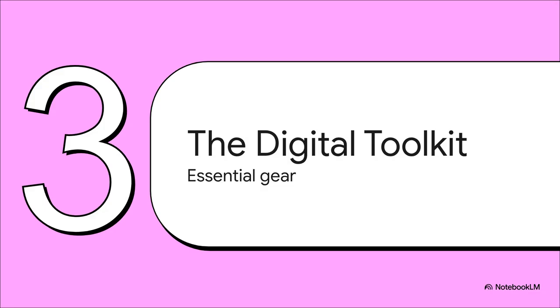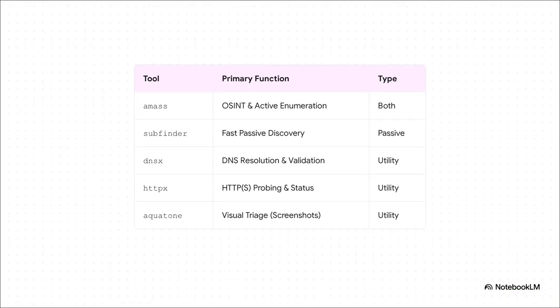You know, you can't really conduct an investigation without the right gear. So let's take a look at the digital toolkit that pretty much every security pro uses for this kind of reconnaissance work. These are the tools of the trade, totally battle-tested. So our arsenal usually starts with Amass, which is a total powerhouse for both passive and active discovery. For just pure speed and passive collection, we'll use Subfinder. Then we've got the utilities, DNSX to validate which domains are actually live, HTTPX to probe for web services, and Aquatone to take screenshots, which gives us a really quick visual overview of all our targets.